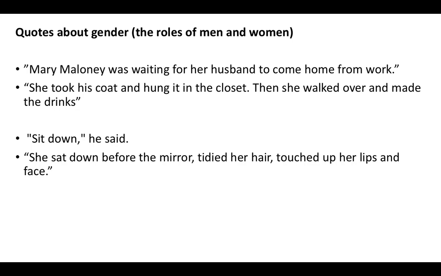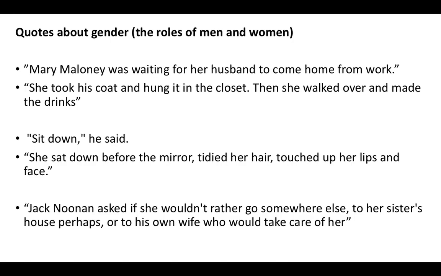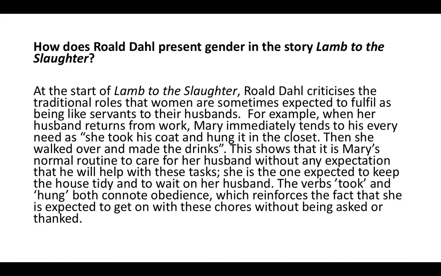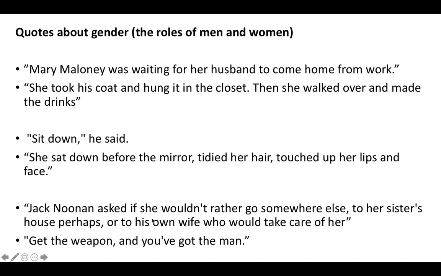And then at the end of the story, we've got "Jack Noonan asked if she wouldn't rather go somewhere else, to her sister's house perhaps, or to his own wife who would take care of her." And "Get the weapon and you've got the man." So these are both talking about the police at the end of the text. Now, Mr. Palmer didn't go through these in much detail. These were challenge quotes in lesson 2. So I'm going to be asking you to choose one of these quotes to write about today in part 2. So it's worth going through these quotes in a little bit more detail, but we'll do that later in the lesson.